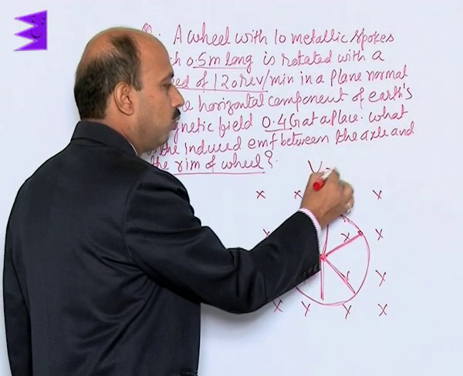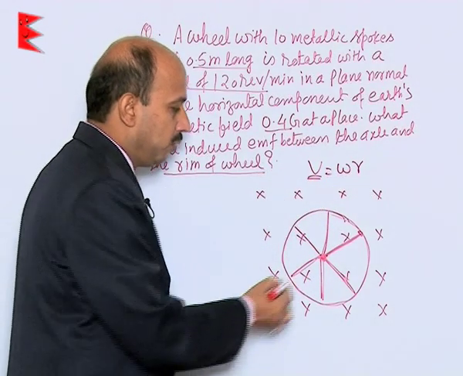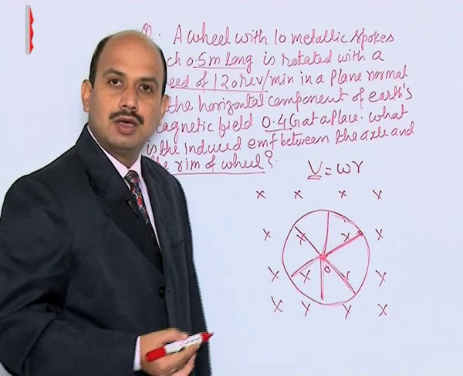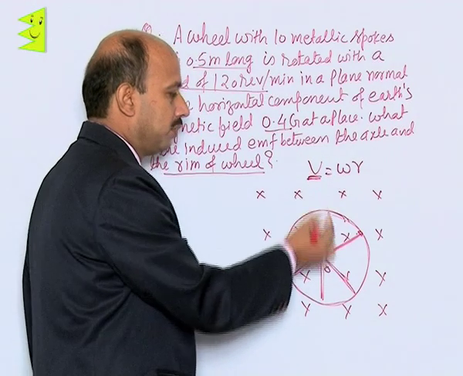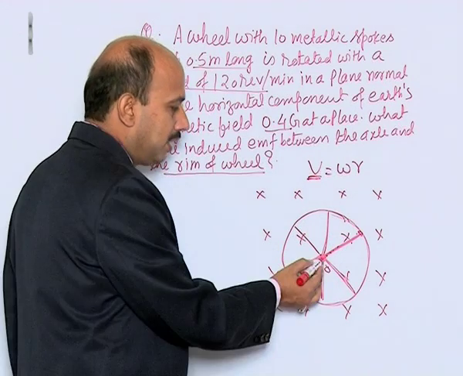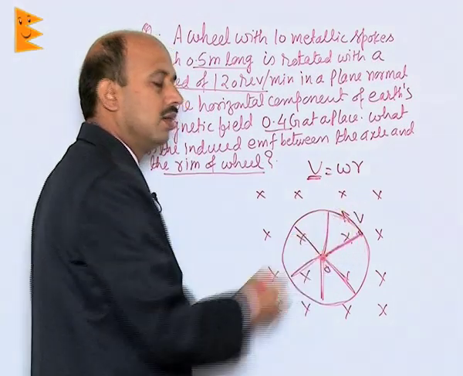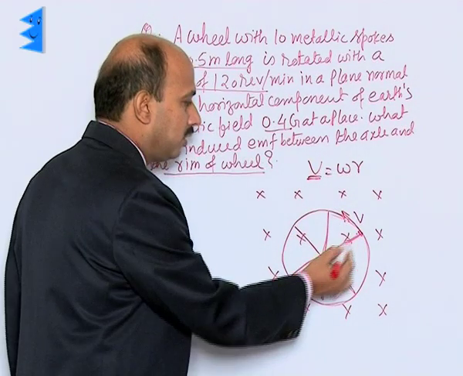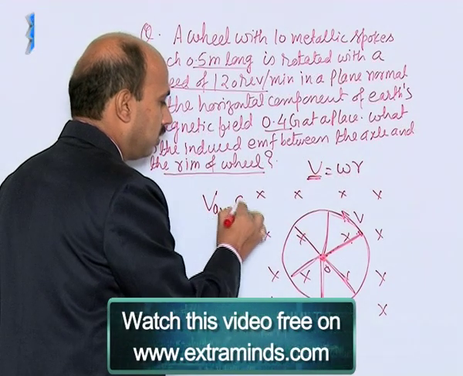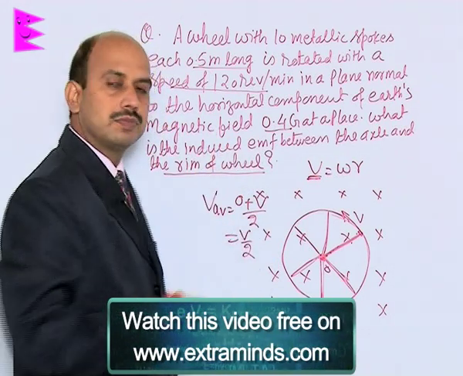You know v is equal to omega r, this is the linear velocity. So, if you go from the center to the rim, you will find that at every point there is a change in the linear velocity of the point of the spoke. We can take at this point the velocity is 0, and at this point it is v. So, we can take the average velocity of this spoke. The average velocity of the spoke is (0 plus v) divided by 2, that is v by 2.